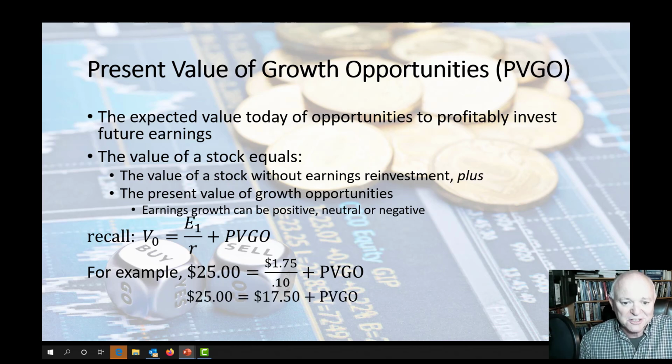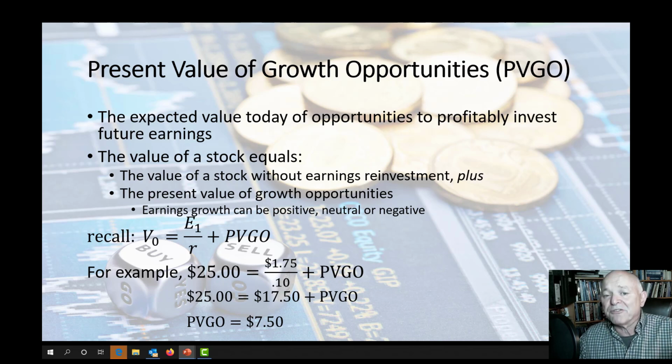That is $7.50 different from the $25. So therefore, the present value of our growth opportunities is $7.50. And it says, here's our company. It's worth $25. That value is made up of two parts: the stream of returns to the existing business, that perpetuity, plus the potential. And the potential in this case is $7.50.